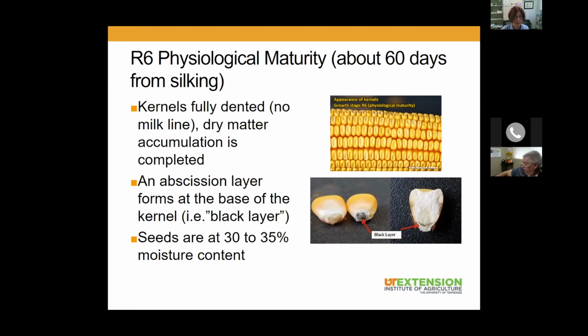So at physiological maturity, we've gone from 80% moisture at blister stage to about 30 to 35% moisture when corn is considered mature. It's not ready to harvest. It's going to have to dry down. But again, it's done all it's going to do for that season.